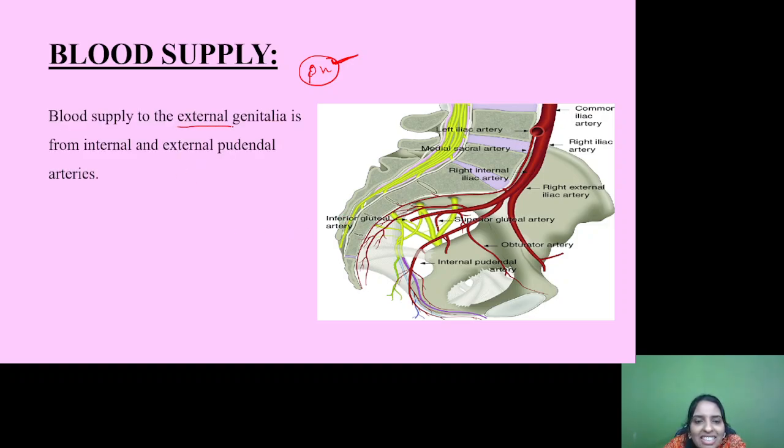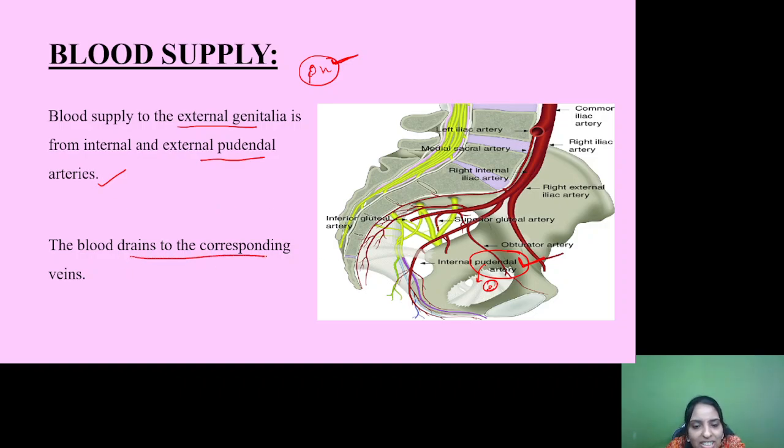From the start we are seeing pudenda, the external genitalia, the vulva. The word itself says that the blood supply is here. The blood supply to the external genitalia is from the pudendal arteries, both external and internal pudendal arteries. The corresponding veins drain the blood, so external and internal pudendal veins drain the blood from the vulva. This is an important MCQ. The blood supply of the vulva is the internal and external pudendal arteries, and the venous drainage is similar.